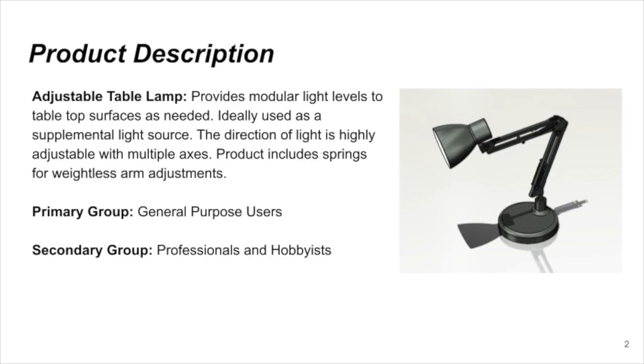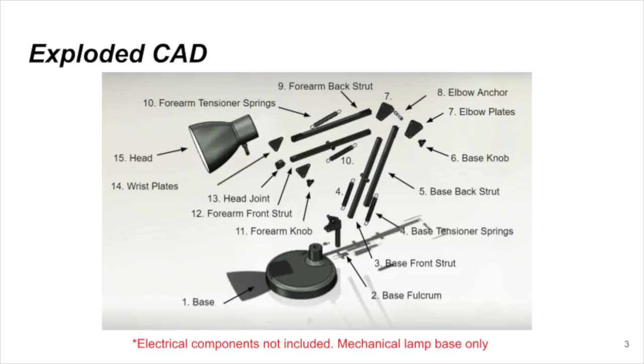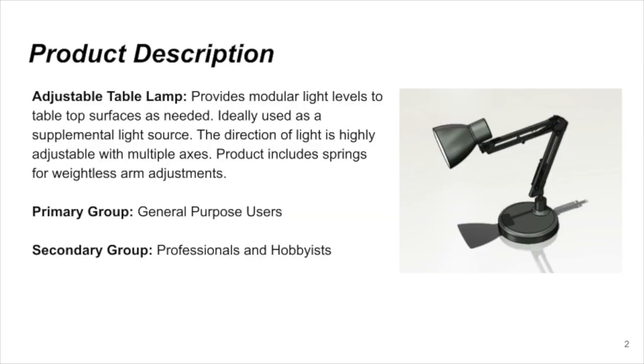The product chosen to be analyzed by our team is an adjustable table lamp. An adjustable table lamp is a light source with modular light intensity that can be mounted to a flat surface, ideally a tabletop, and positioned with certain degrees of freedom to meet user lighting needs. The adjustable table lamp analyzed by our team utilizes springs and extra joints at its head and base to assist in maintaining lighting position. The primary customer group for this product are general purpose users that simply need a light source, such as homeowners and students alike.